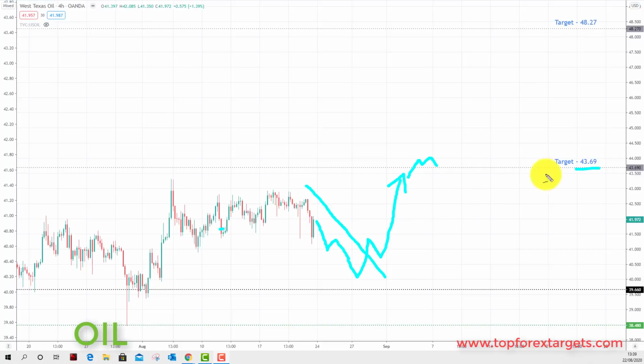But if we do get above the 43.69, we're going to be looking up towards the next key of resistance to the upside and the target set at the 48.27. So all in all, we do favour long positions in crude oil next week, even though we pretty much had a nothing week last week.